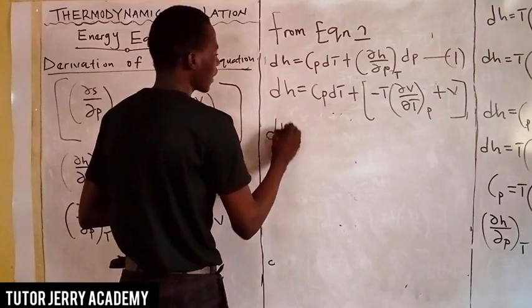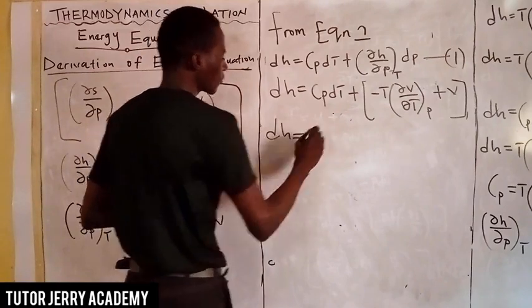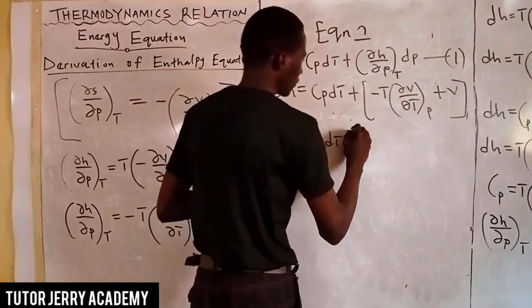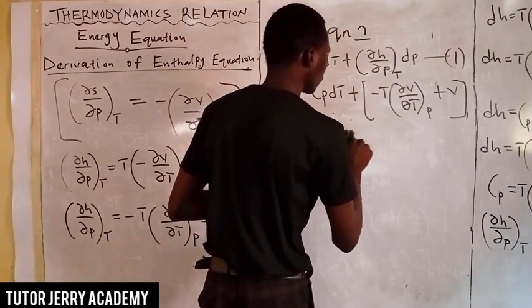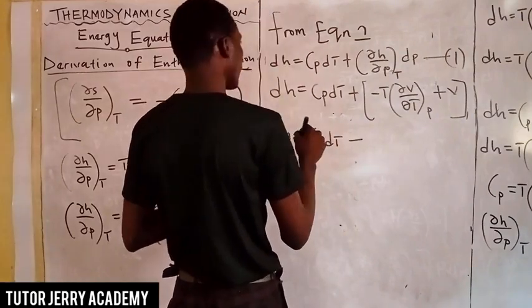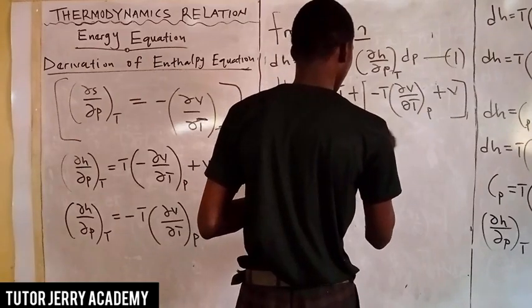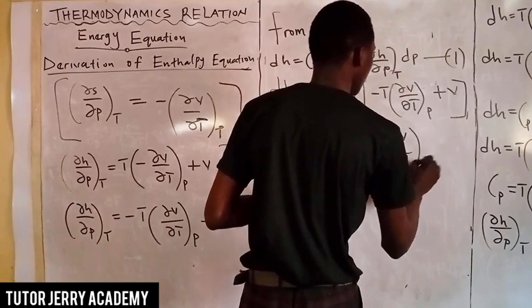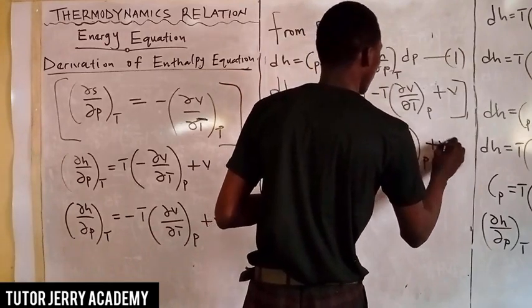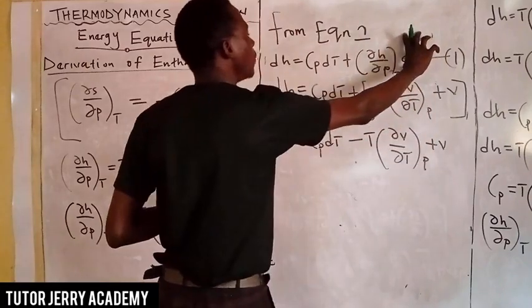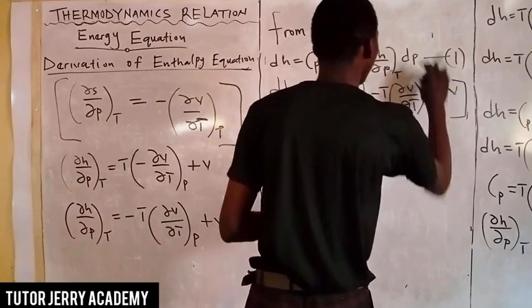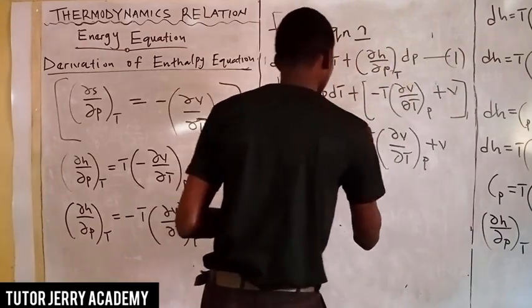So it implies that dH will be equal to Cp dT minus T, the bracket of the partial derivative of V over T at constant P, plus V. But don't forget, we have the dP here, so we are going to have this multiplying dP. So this is what we are going to have.